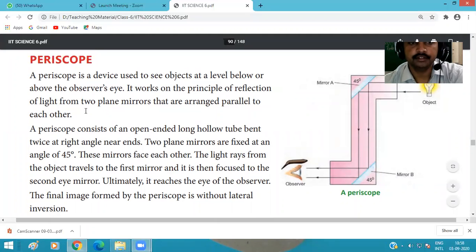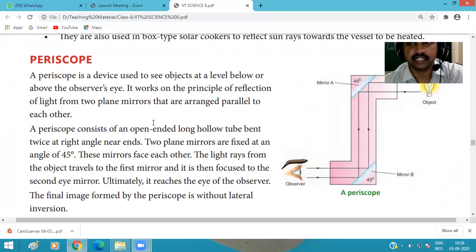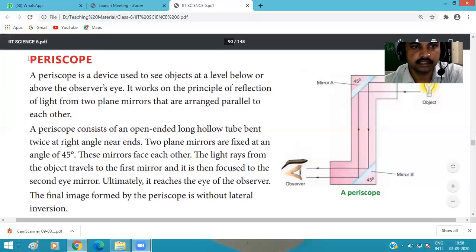From the last few videos, we have been studying our fourth chapter of science, that is light, shadow, and reflection. In this chapter, we discussed different topics. Today, we continue with the same chapter with the next topic, that is periscope. What is the topic? Periscope.